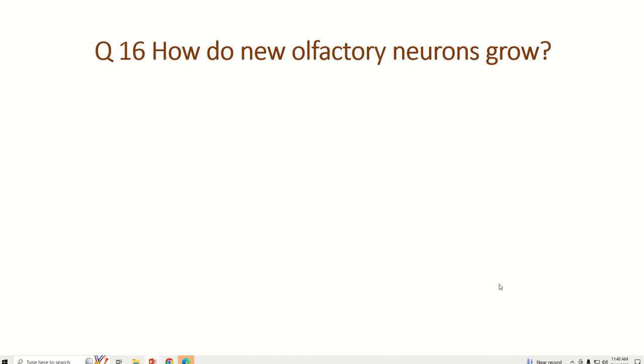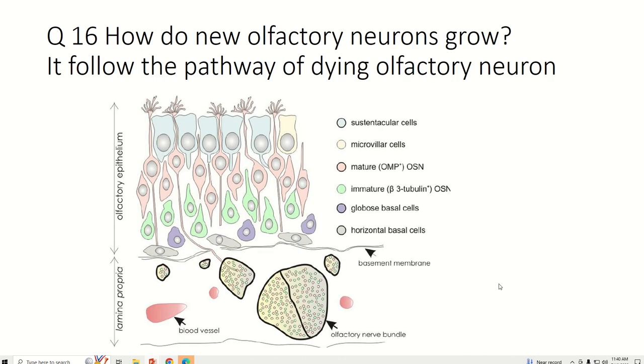How do new olfactory neurons grow? It follows the pathway of the dying olfactory neuron. You see, this is the mature olfactory neuron and these are the immature olfactory neurons, and they follow the pathway of the dying olfactory neuron.